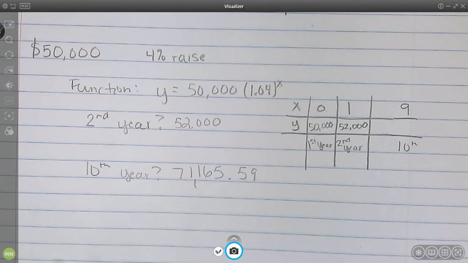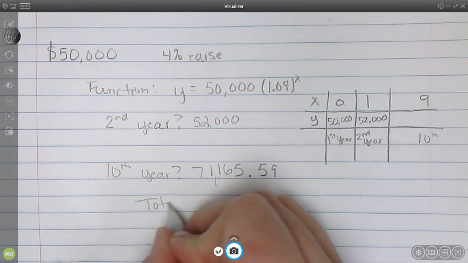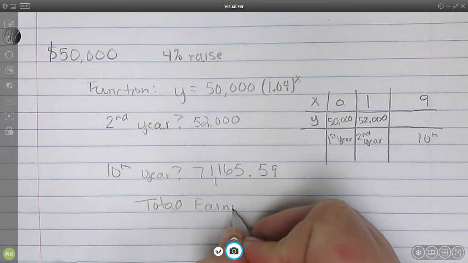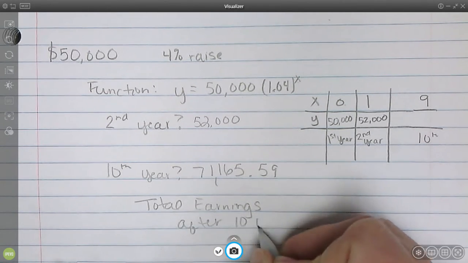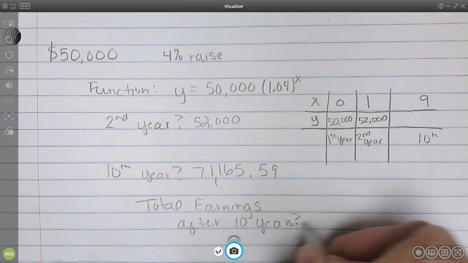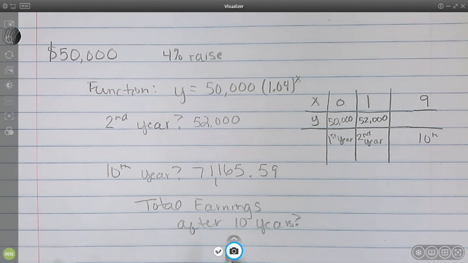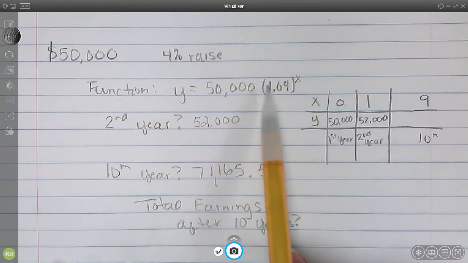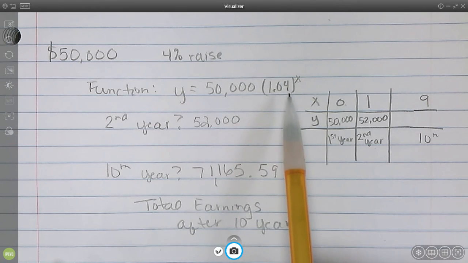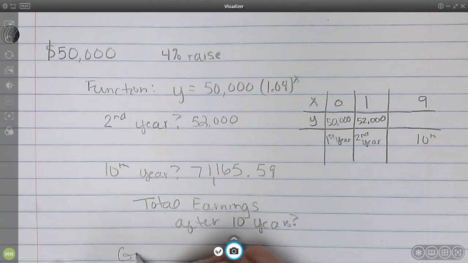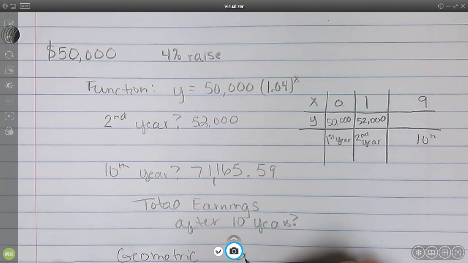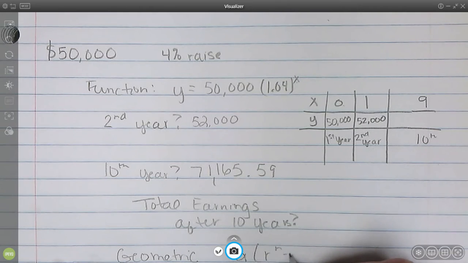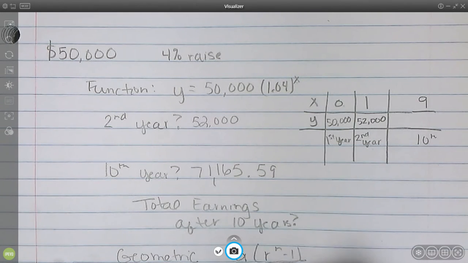Okay, and then the next question is, what's your total earnings after 10 years? So after 10 years, are we adding the same number every time or are we multiplying? Well, this is exponential, so we know we're multiplying. So that means it's geometric. So the formula we're going to use is a times r to the n minus 1 over r minus 1.